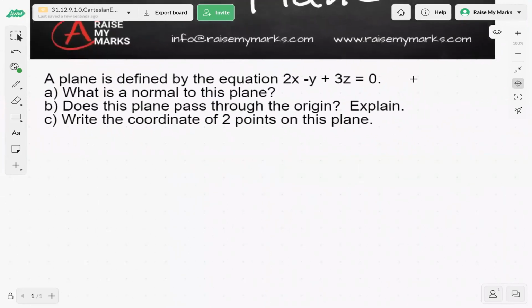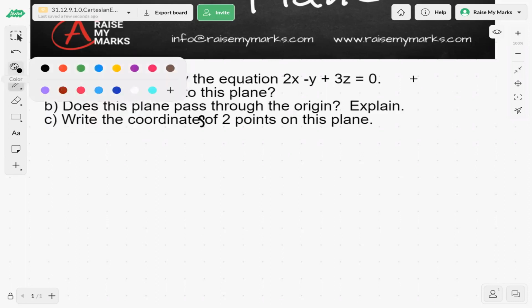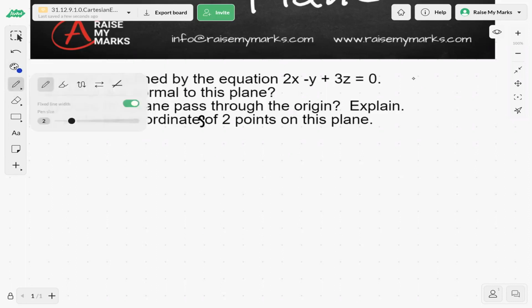So we have a plane defined by this equation, 2x minus y plus 3z equals 0. What is a normal to the plane? Does the plane pass through the origin? Explain why or why not. And write the coordinates of 2 points on this plane. Interesting. Okay.